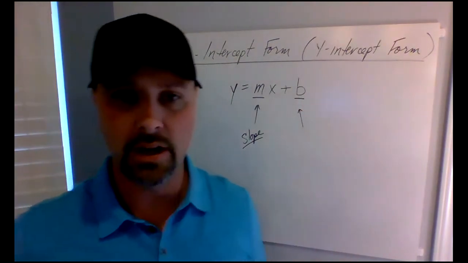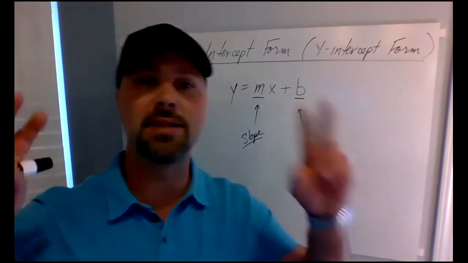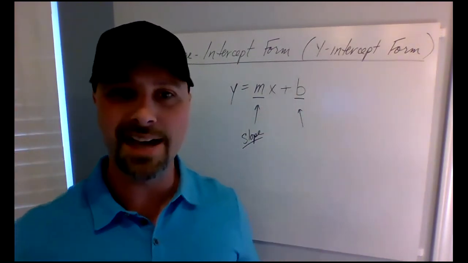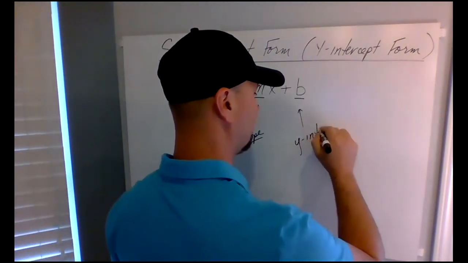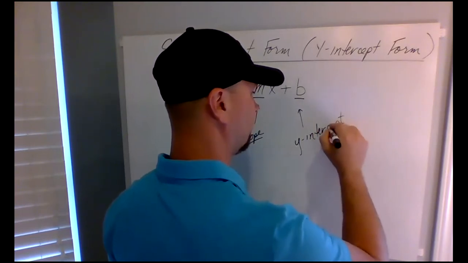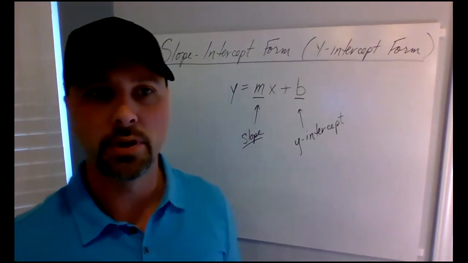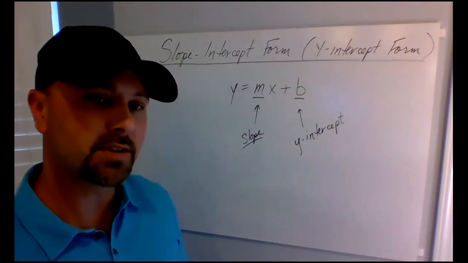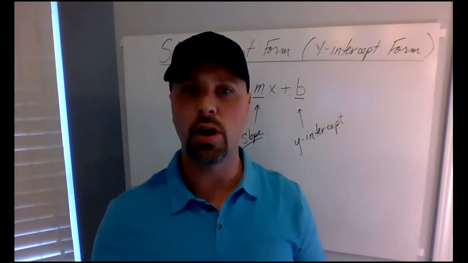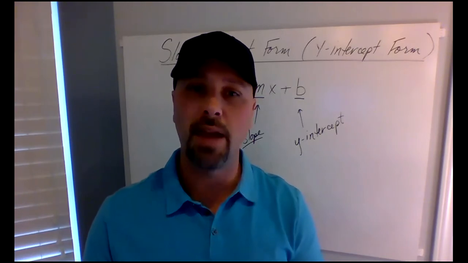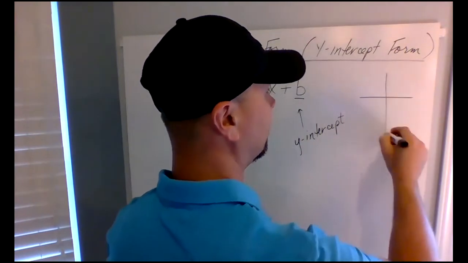The b, at least here when we first learn this, I say think about the b as the beginning. Technically what the b stands for is the y-intercept. So if you remember what y-intercept is, when you're thinking about a line on a graph, a line crosses the y-axis at the y-intercept, okay? So just a quick visual.